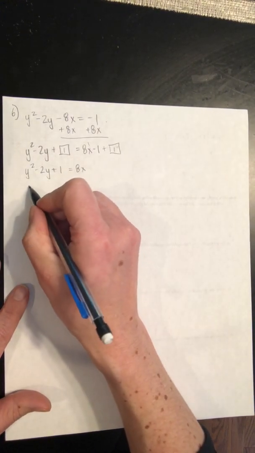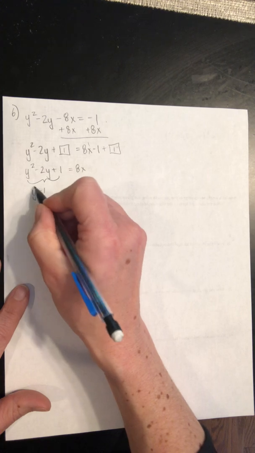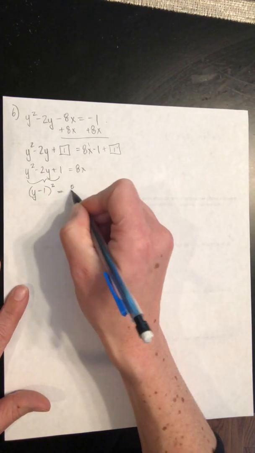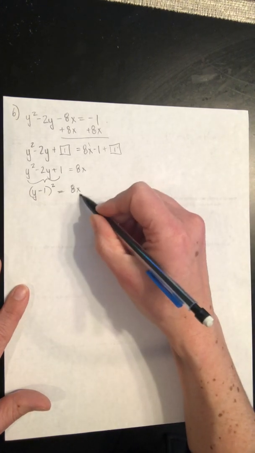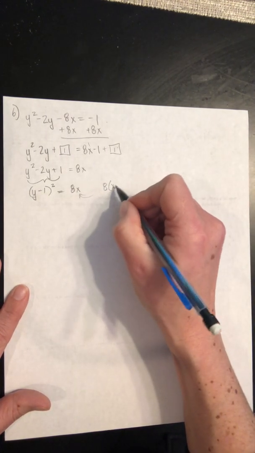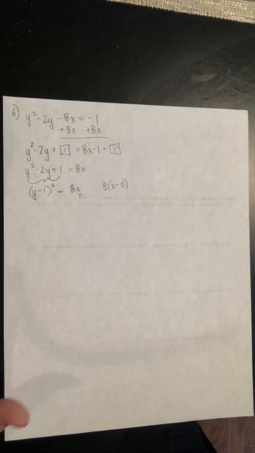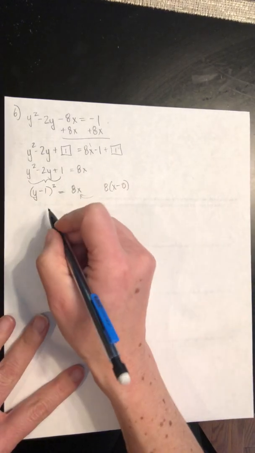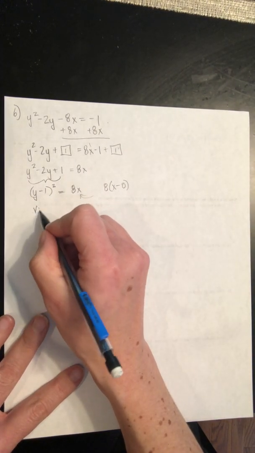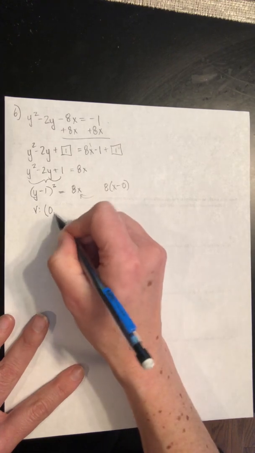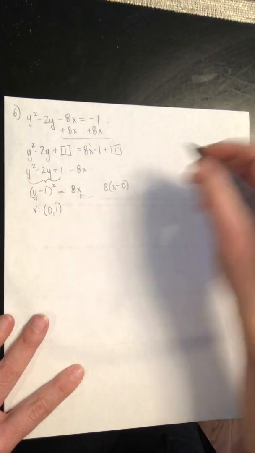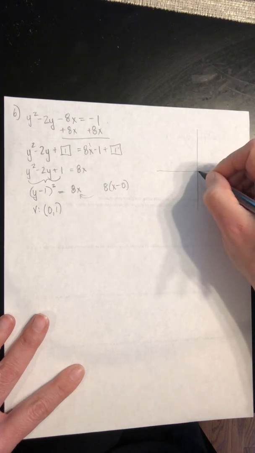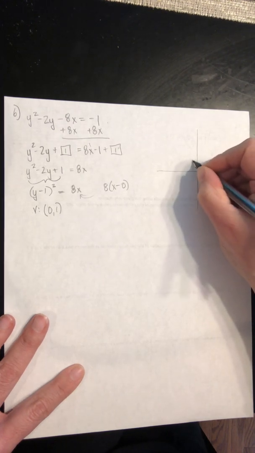So now this is y minus 1, be careful of your signs, okay? Squared equals 8x. Now you can think of this as 8 times x minus 0 if you want, all right? But there's just no constant added or subtracted here. So our vertex is going to be 0, comma 1. So if I sketch this, I have 0, comma 1. Okay, so that's my vertex.